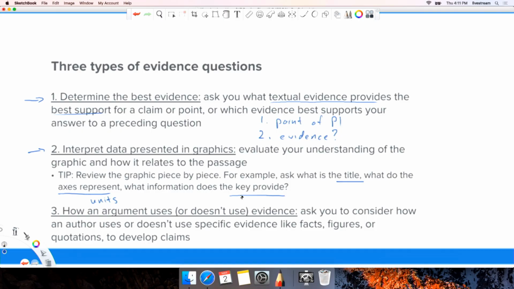Now, the third and final type of evidence question asks you how an argument uses or doesn't use specific pieces of evidence. So those are things like facts, figures, quotations, and how that influences the author's claims or arguments that they're making. So there was a lot of information to take in up front, but let's now apply what we've discussed so far on the rephrase and predict strategy, words and context questions, and the command of evidence questions within a real SAT passage. So let's get some practice together before you head off to Khan Academy to practice yourself.